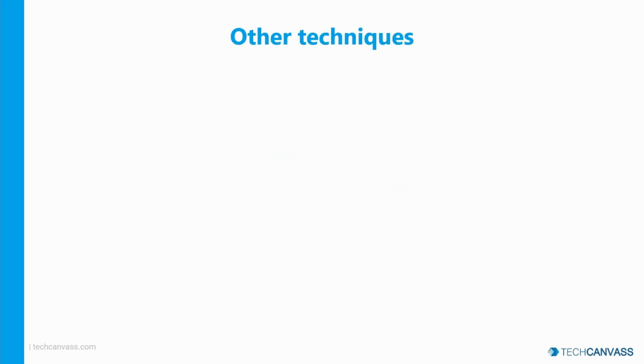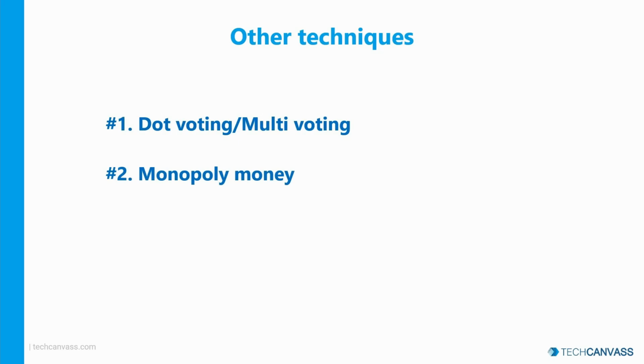Now there are other techniques which you can use. Dot voting or multi-voting. Here every team member gets a predetermined number of dots to distribute among the options presented. Or in some cases, they rate every feature on a 5-star rating from 1 to 5 stars. And then you have monopoly money. Here, the team members are given monopoly money equal to the amount of the project budget and ask the team members to distribute these funds among the system features.